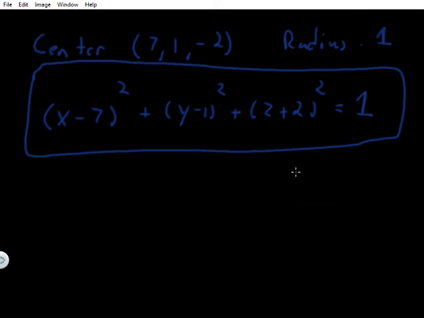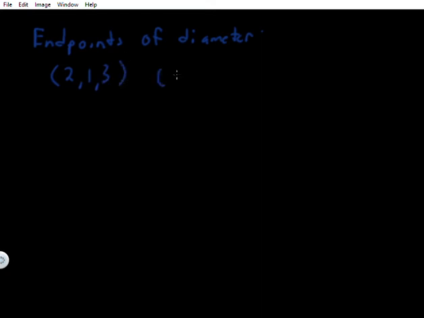So that was kind of an easy one. Let's do a little bit harder example. Say I give you that the endpoints of a diameter on some 3-dimensional sphere in space are given by (2, 1, 3) and the point (1, 3, -1). So now, find the standard equation of this 3-dimensional sphere.